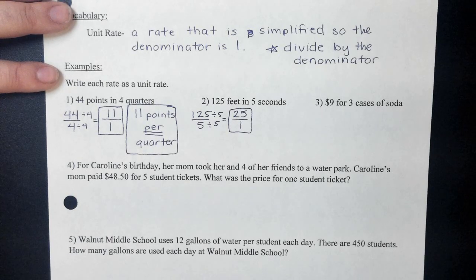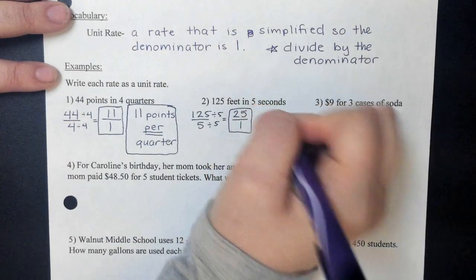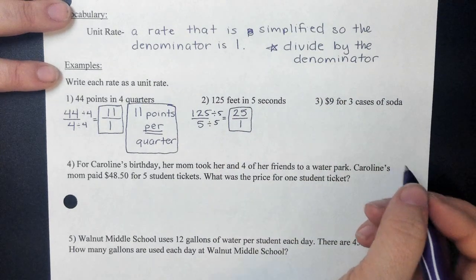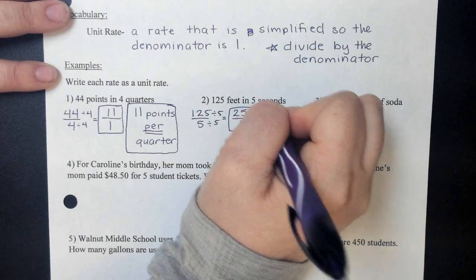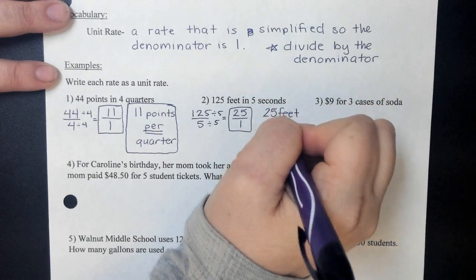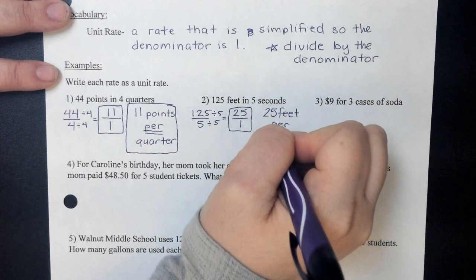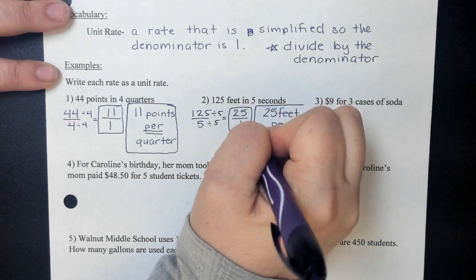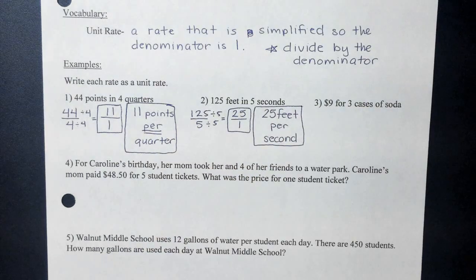When I write out my sentence, what is my sentence going to say, Noah? 125. Jackson? 25 feet per second. 25 feet per second. And we don't have to write that number 1 in, because if I'm saying per second, it's signifying that's for each one of them.